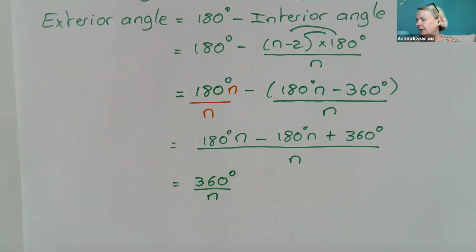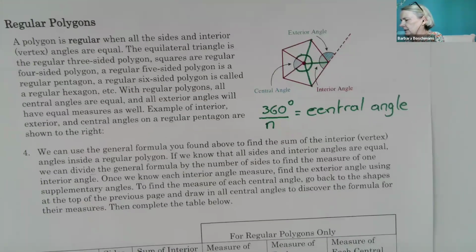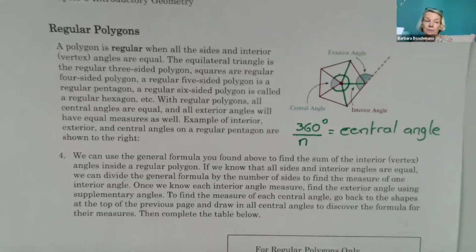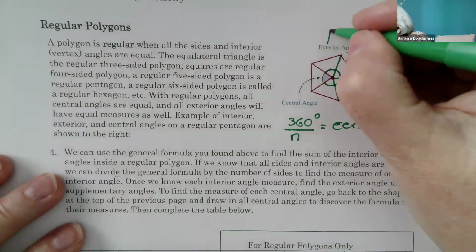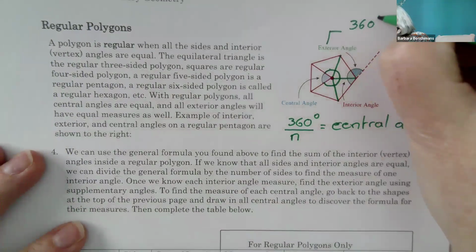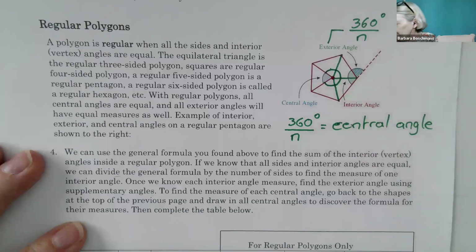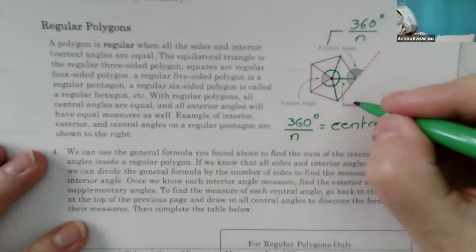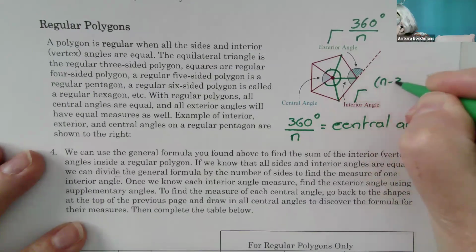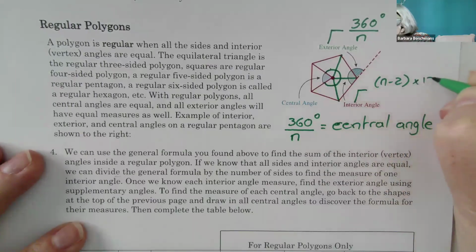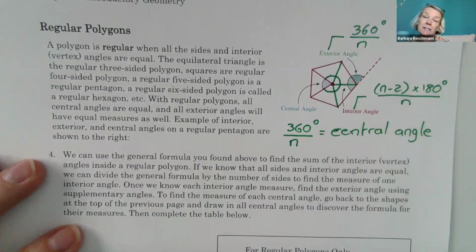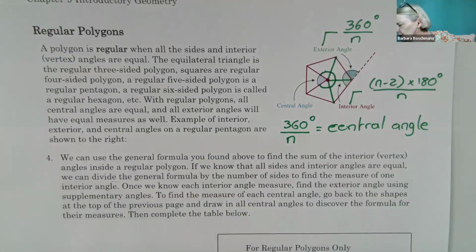So if I go back to my handout, the exterior angle and the central angle have exactly the same formula. And then the interior angle was my n minus 2 times 180 all over n. For this example, n would be 5, but we can do it with any example.